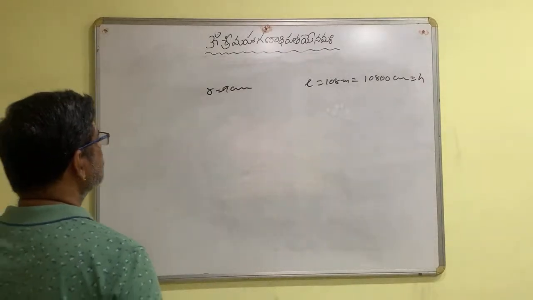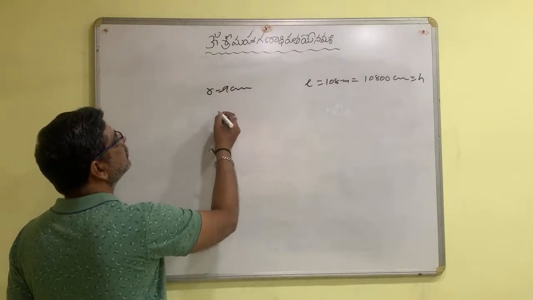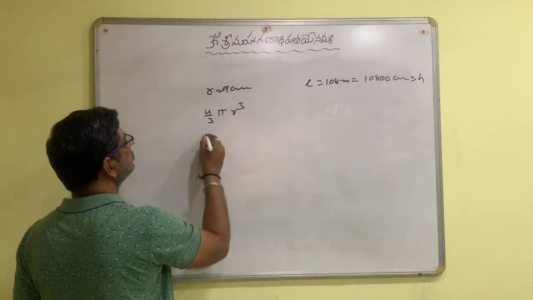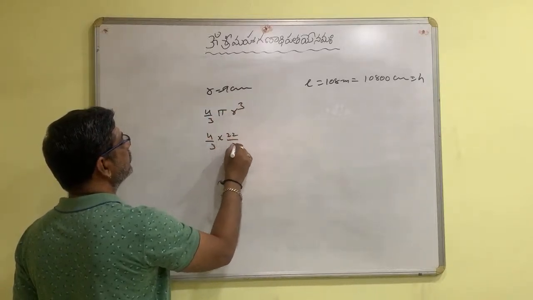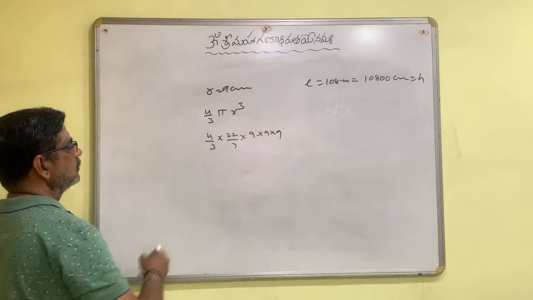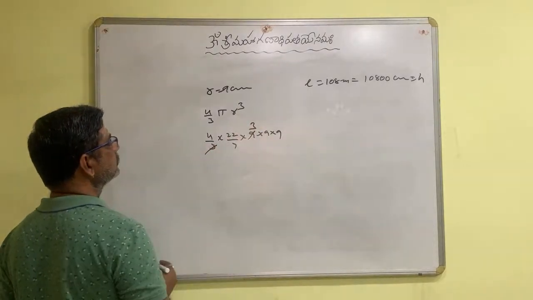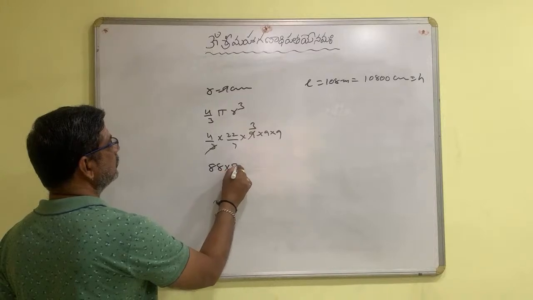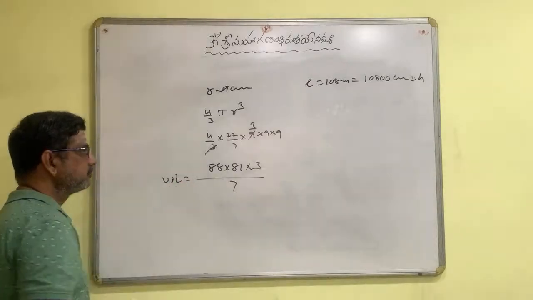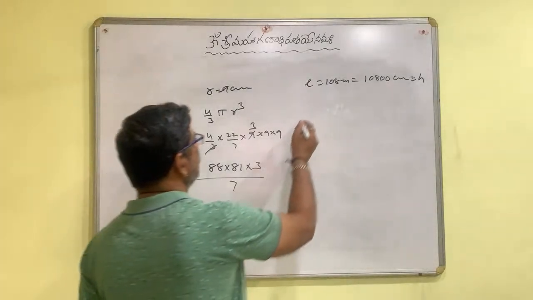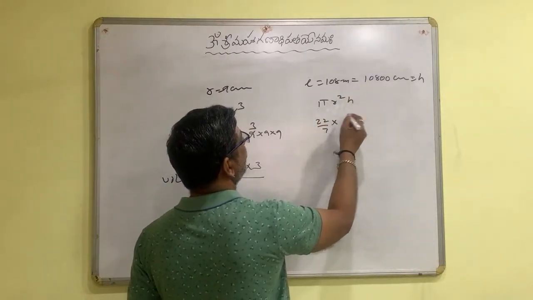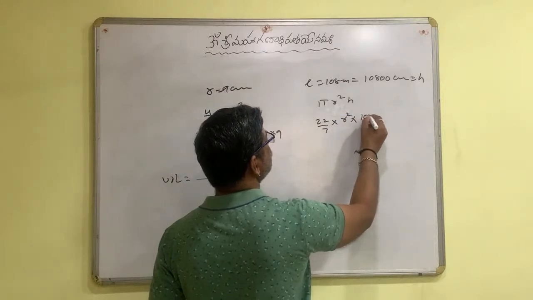First calculate the volume of sphere. 4 by 3 pi r cube. 22 by 7 into 9 into 9 into 9. So 3 threes. So total 88 into 81 into 3 by 7. This is volume of sphere. Now volume of cylinder. Pi r square h. 22 by 7. Radius we don't know. And height is 10800.